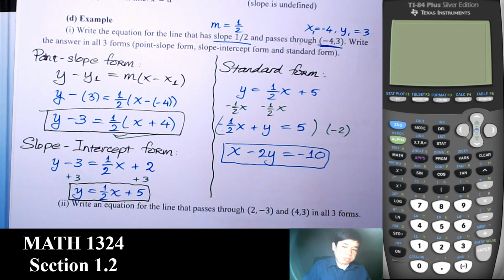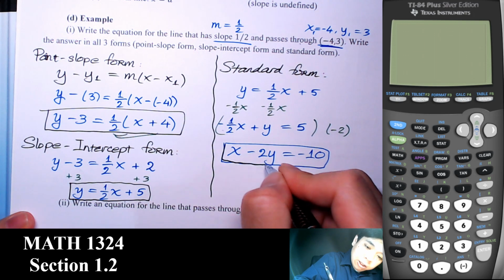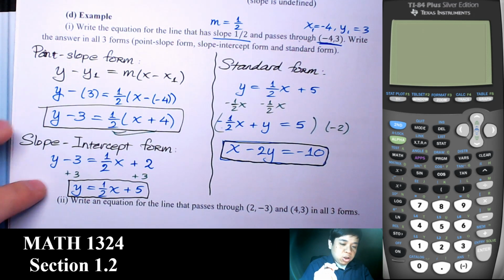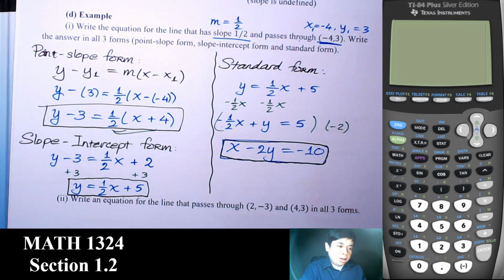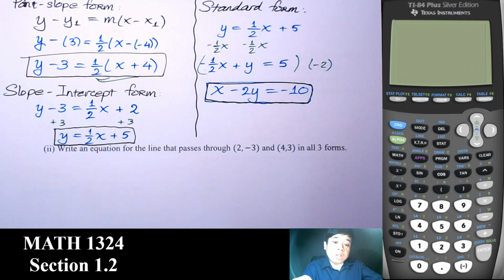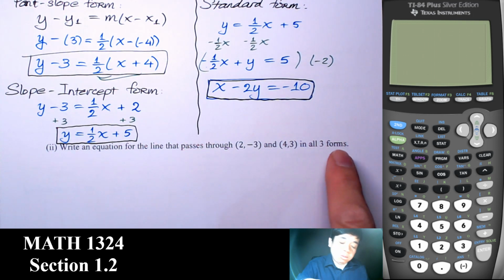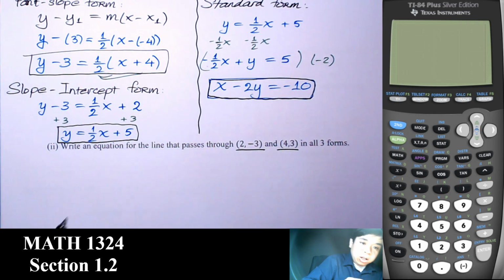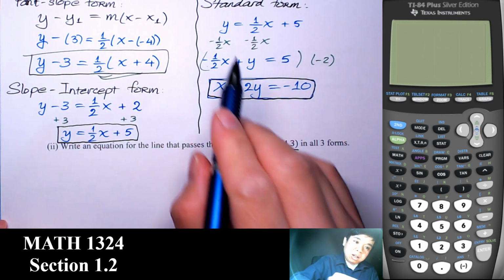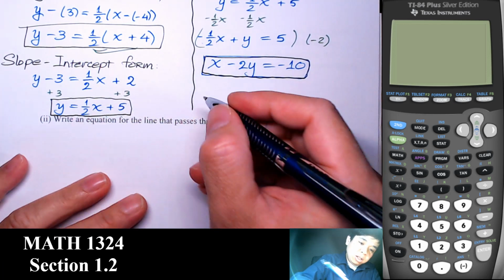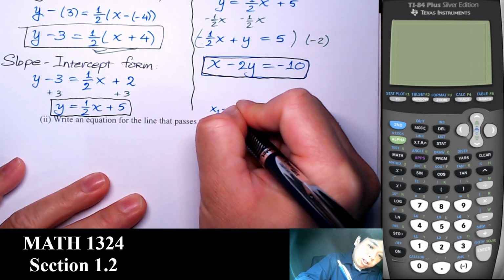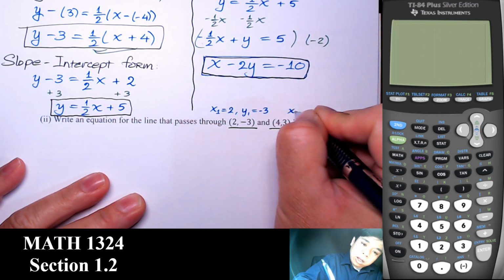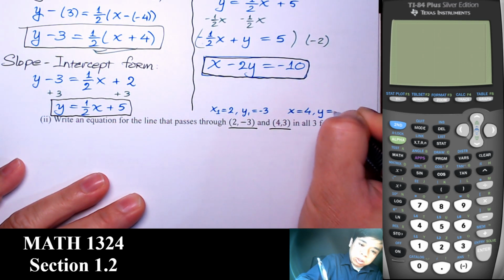Right, all three forms. The questions needed the slope, point slope form, slope intercept form, and standard form. Right, next. We'll do the same thing, but this time we write all three forms for the line which goes through this point and this point. So this one we have 2 points instead of a slope and a point. So let's say x1 is 2, y1 is negative 3, x2 is 4, y2 is 3.